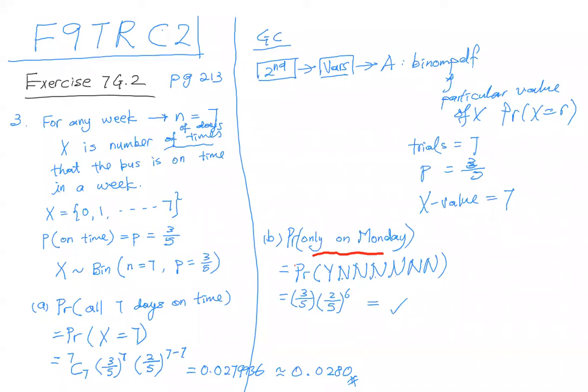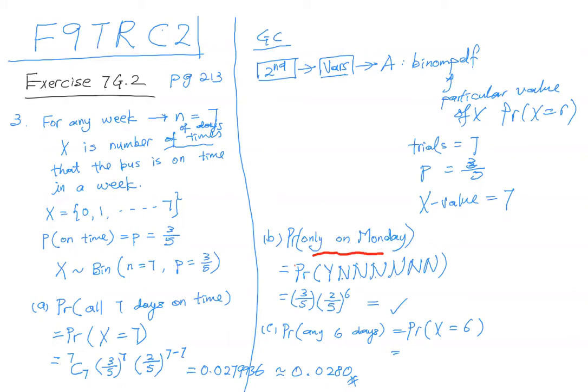For part C, if they say on any 6 days, then that can... Any 6 days. This means the same as saying X equal to 6. So you use your GC and get the answer. Okay?